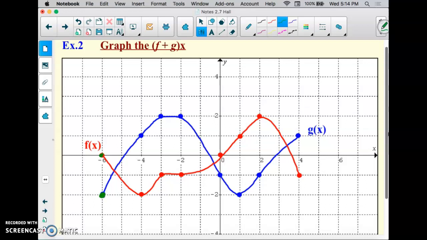Let's do it here. This value of y is 1, right there. Oops, didn't line up perfect. It's 1.